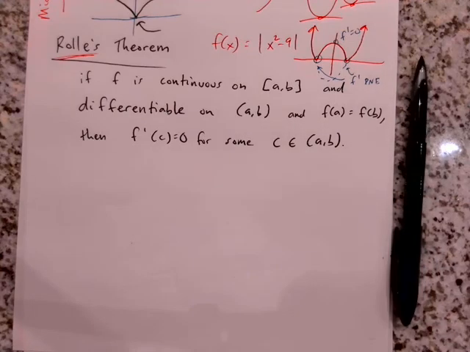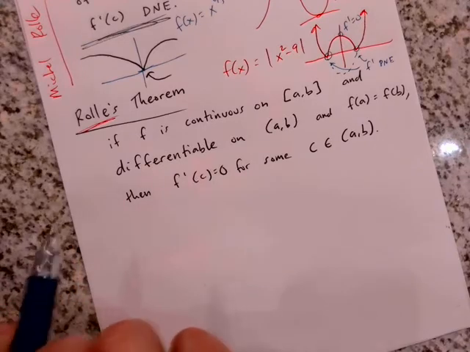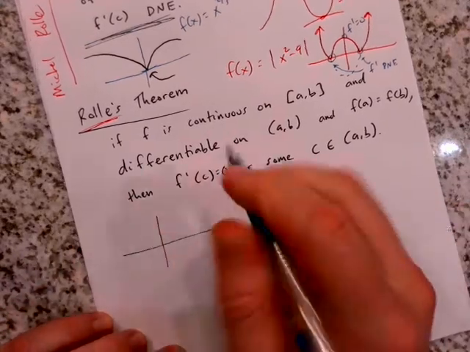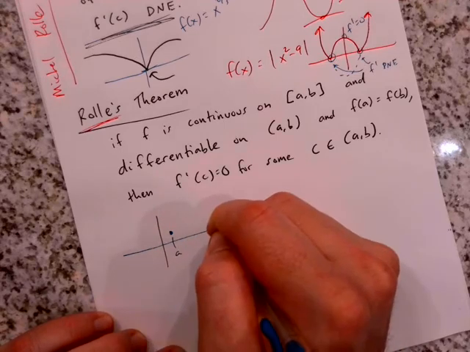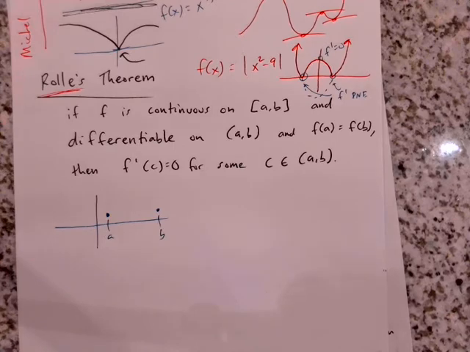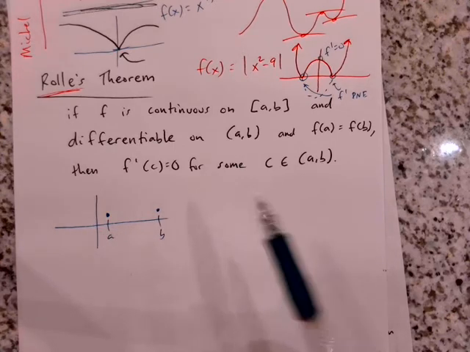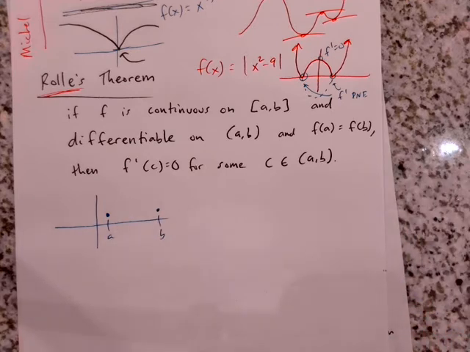I'm going to sketch this out. So visually, here's A, here's B. The two endpoints have the exact same y value. Rolle's theorem says that a continuous curve that is also differentiable, which means smooth, there's no sharp points or discontinuities, has got to have a slope of 0.